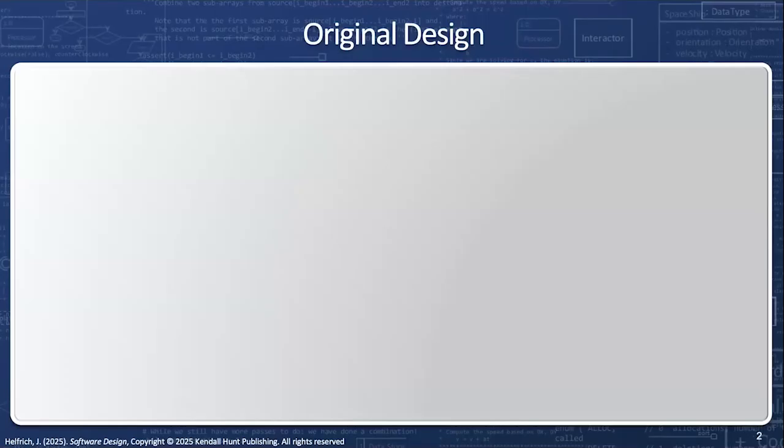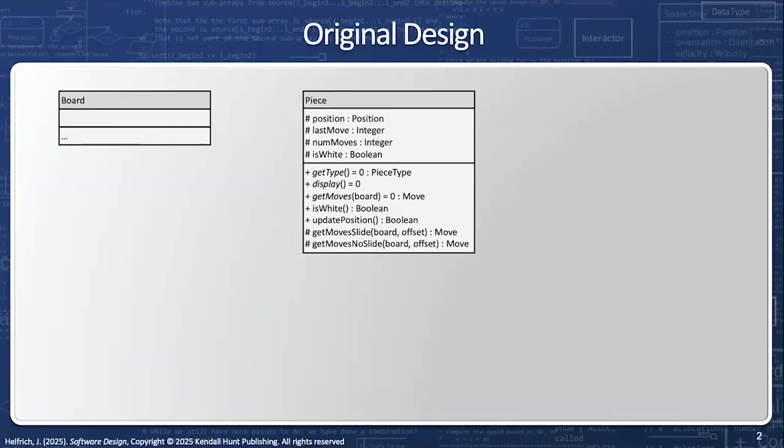Okay, let's take a look at our original design for the game of chess. We're going to have a board class, which is going to contain a collection of public methods, which we're not going to really worry about right now. And then we're going to have a piece class. Now, this piece is going to know its position on the chessboard, the last time it moved, the number of moves it has, and what color it is, namely whether it's black or white. And of course, I'm going to have a collection of public methods.